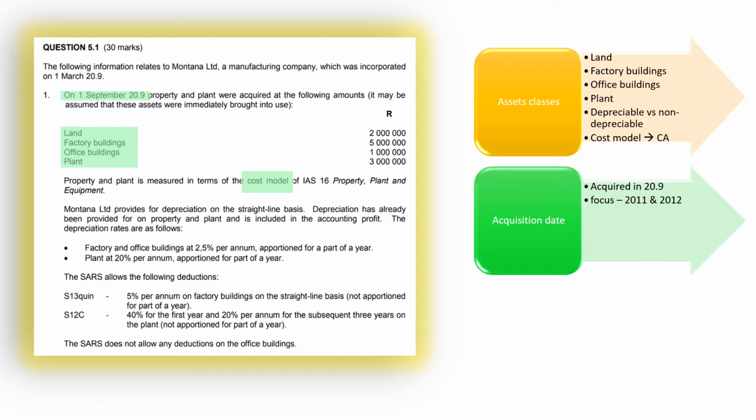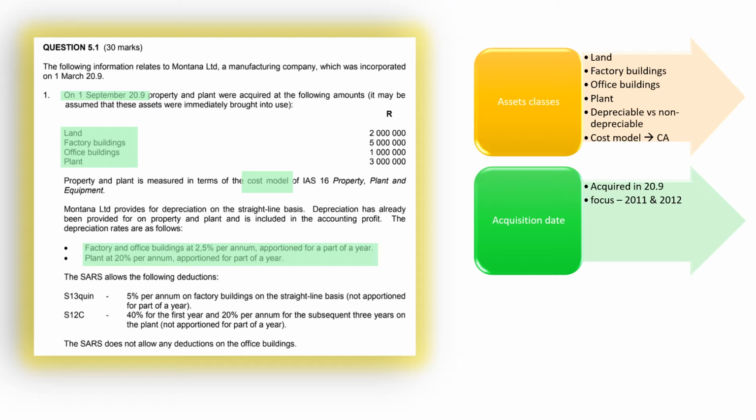Montana Limited provides for depreciation on the straight line basis. Depreciation has already been provided for on property and plant and is included in accounting profit. The depreciation rates are as follows. And then they provide you with the rates for factory and office buildings and for plant. And bear in mind that depreciation is apportioned for a part of the year.